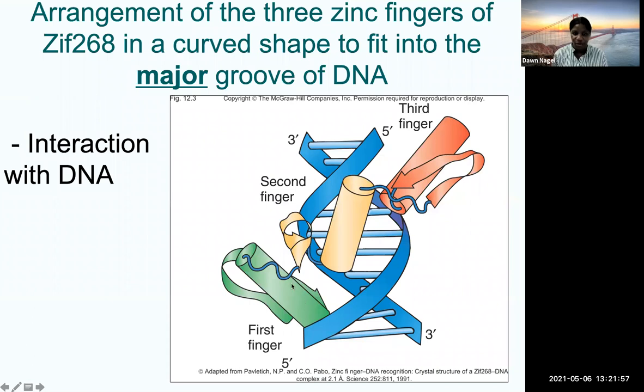So you have 3 of these that are usually present, and they can really interact within the major groove of the DNA, okay, and bind to specific sequences in that DNA. So the amino acids in these alpha helices will recognize the DNA sequence that's present and actually bind to it, okay? So they bind to the major groove of the DNA, and that's really structurally what the zinc finger domains are. Again, they have this 3 combination structure that's present.